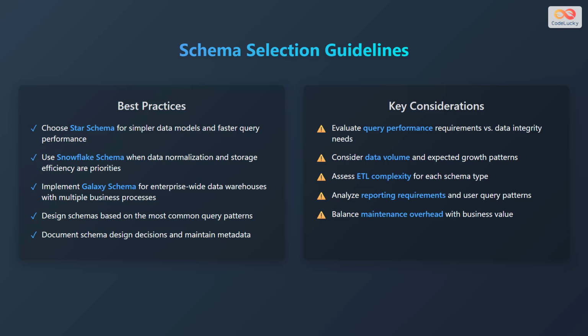When selecting a schema, evaluate query performance requirements versus data integrity needs. Consider data volume and expected growth patterns. Assess ETL, extract transform load, complexity for each schema type. Analyze reporting requirements and user query patterns. Balance maintenance overhead with business value.